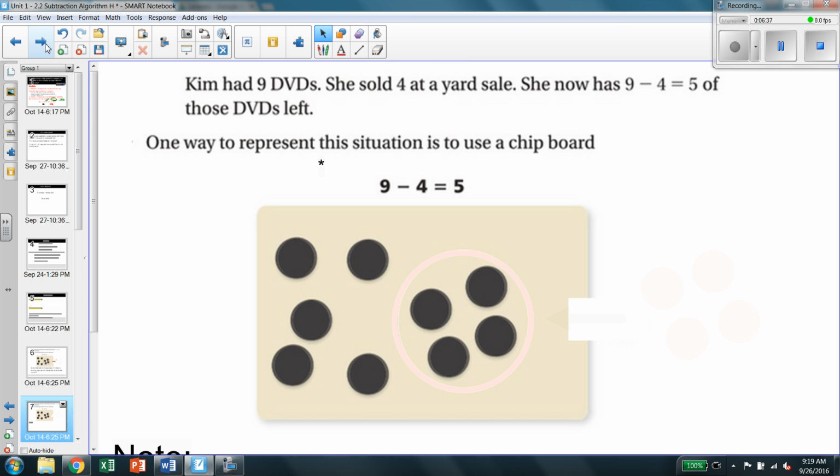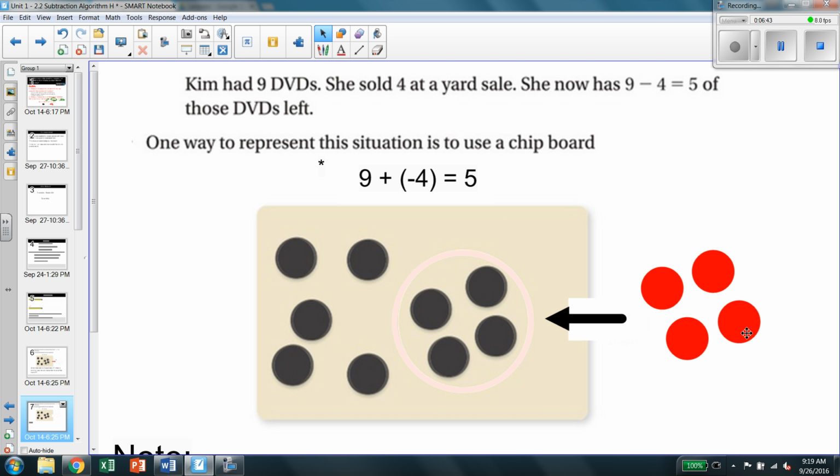Well, one way, instead of taking the 4 black chips off, we could take 4 red chips and put them onto the board. The 4 red chips and the 4 black chips would make 0 pairs and cancel each other out, therefore leaving us with 5 positives.